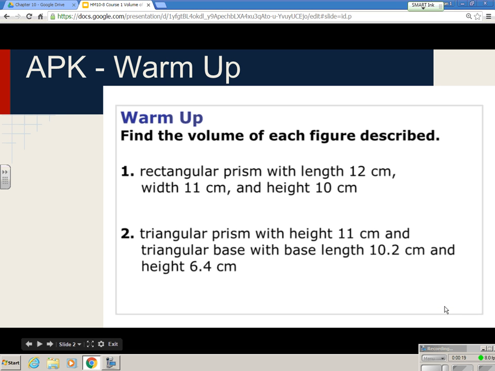Here's your warm-up. Let's see if you can find the volume of each of these figures. It's based off stuff we've done previously. Remember, volume equals base times height. Or with rectangles, you can just think volume equals length times width.